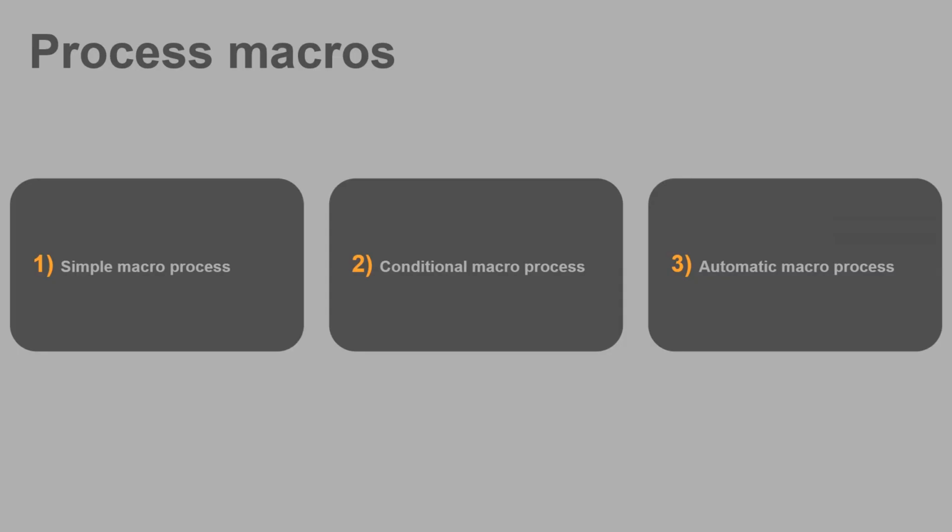We have learned three different types of macro processes: simple, conditional, and automatic. Whenever macros are called cyclically, or several macros are to be processed one after the other, the macro processes are the method of choice.